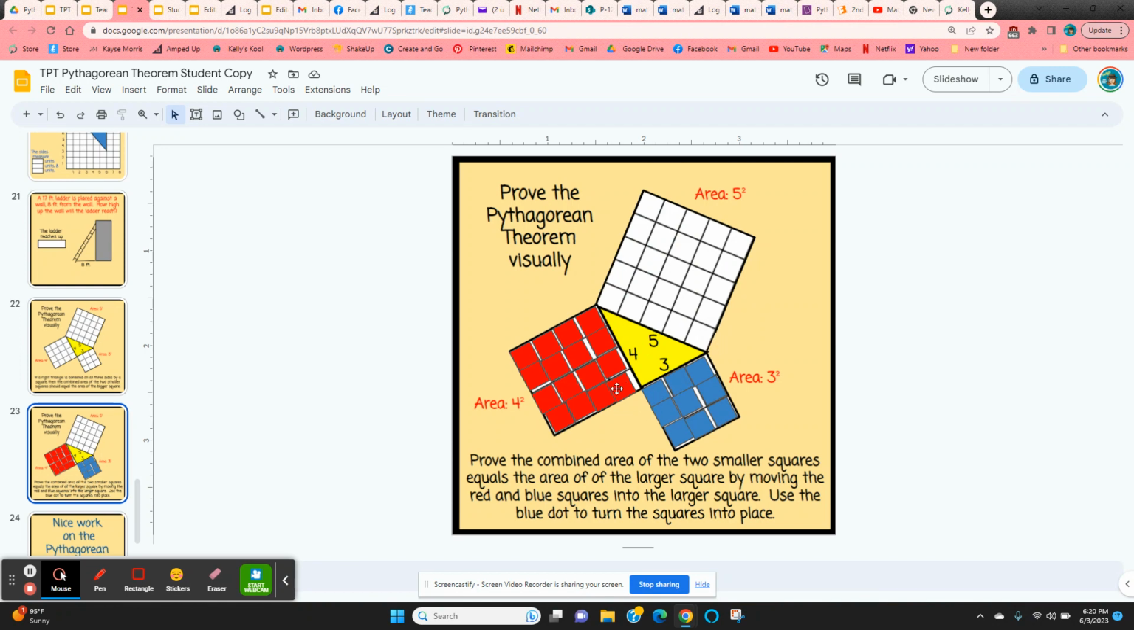To prove the Pythagorean theorem, they need to move all of these squares, the blue and the red, and then they just click and hold on this little blue circle. And they're going to move every single one of these from both of the smaller squares into the larger square, and they can see that it's exactly the same number of smaller squares.